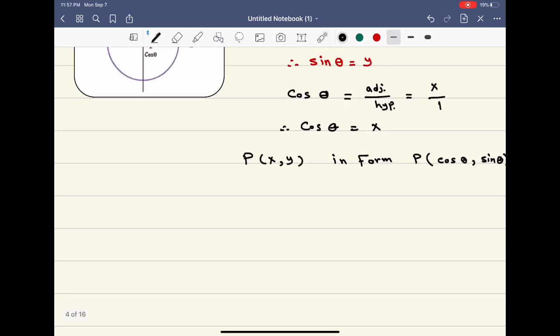And since x square plus y square equals 1, therefore cosine square theta plus sine square theta equals 1.